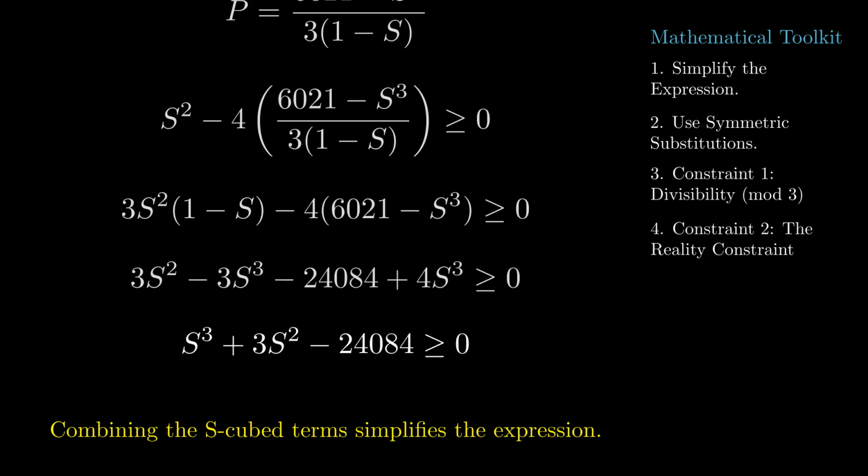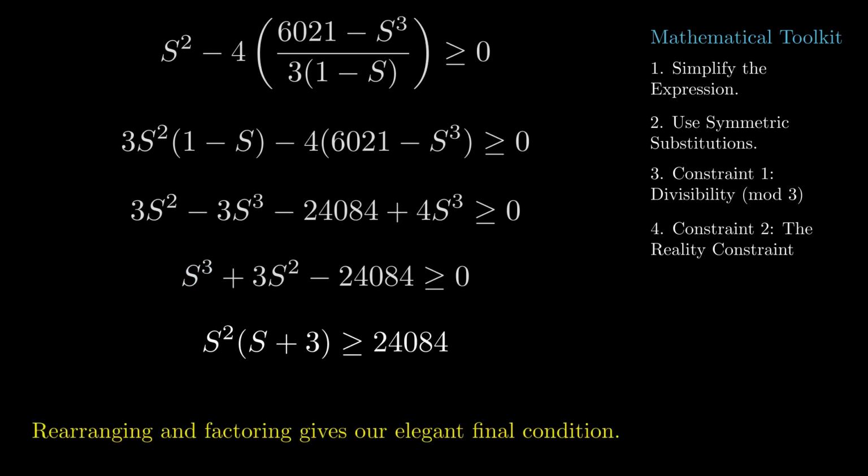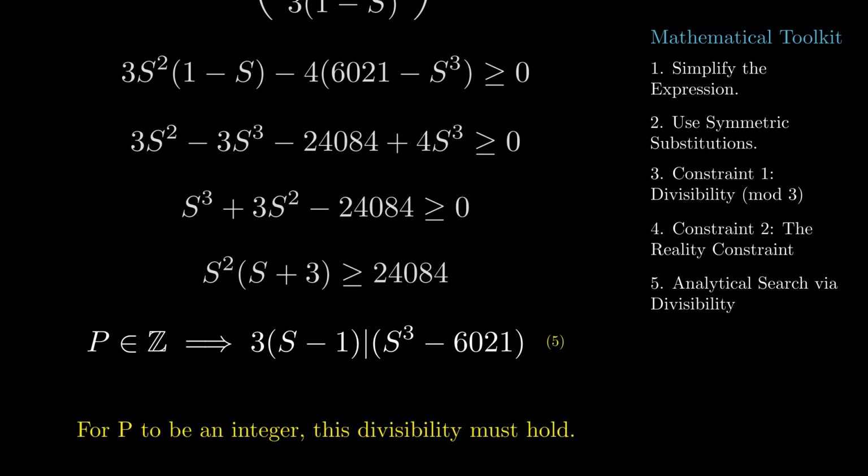Now we can combine the s cubed terms to simplify the expression. Finally, by rearranging the terms and factoring out s squared, we arrive at our elegant final condition. This inequality puts a hard limit on how large s can be, but we can do better than testing values. Our most elegant tool will be an analytical search.